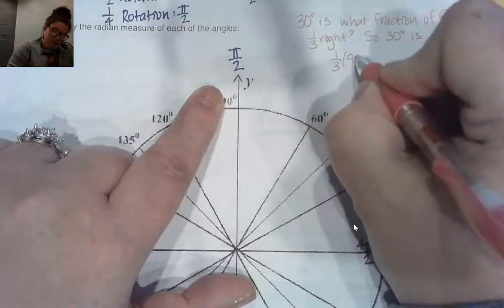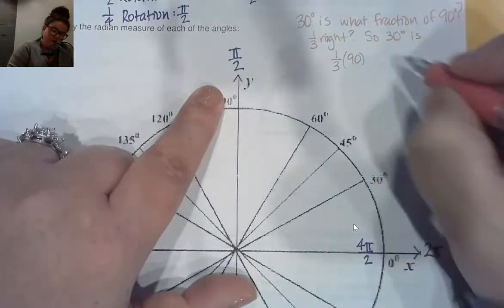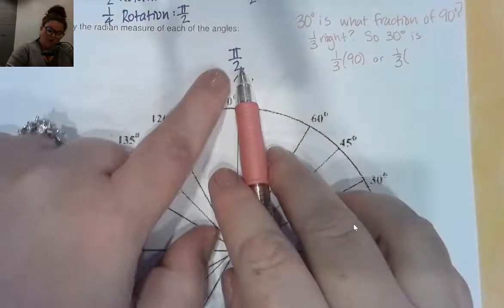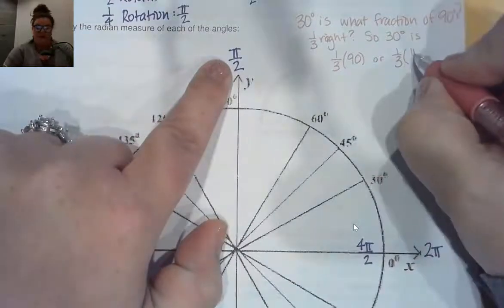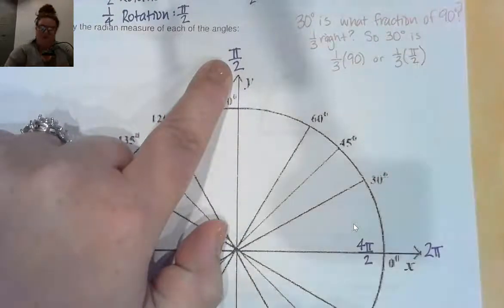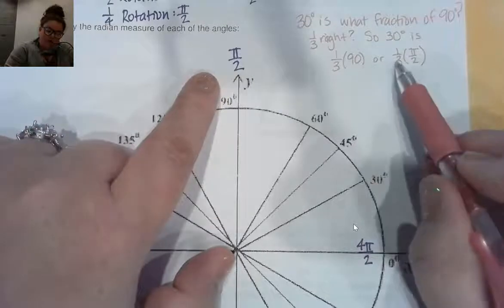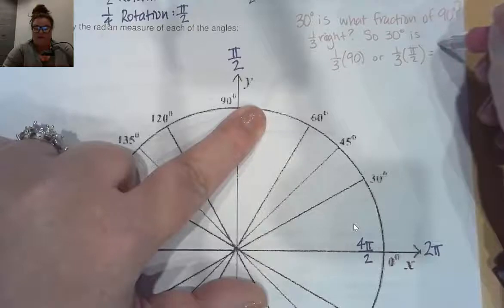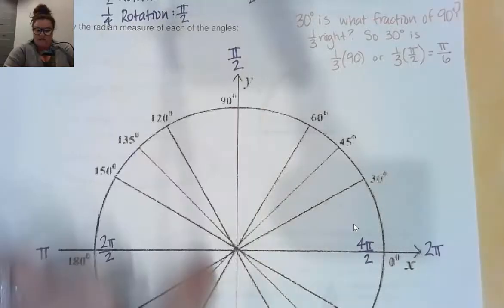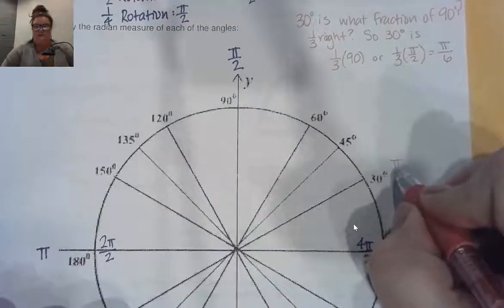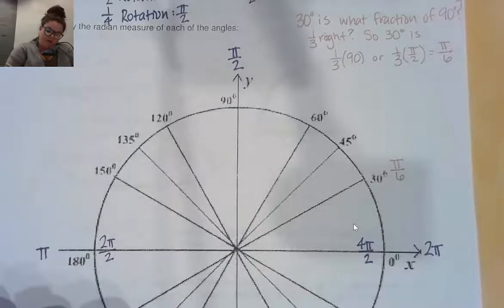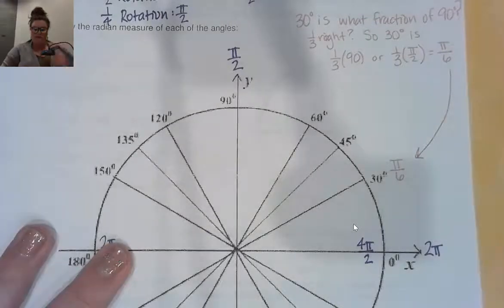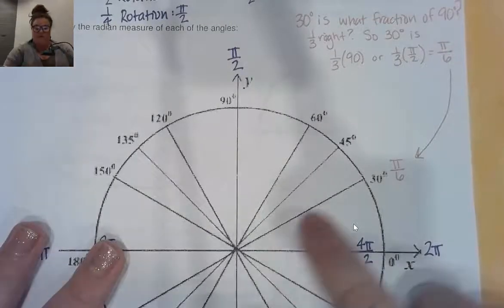30 degrees is 1/3 of 90 degrees, or instead of writing it as 90 degrees, we could say pi over 2. And then if I calculate 1/3 of pi over 2, I just multiply straight across. This gives me pi over 6. So I can relabel 30 degrees as pi over 6.